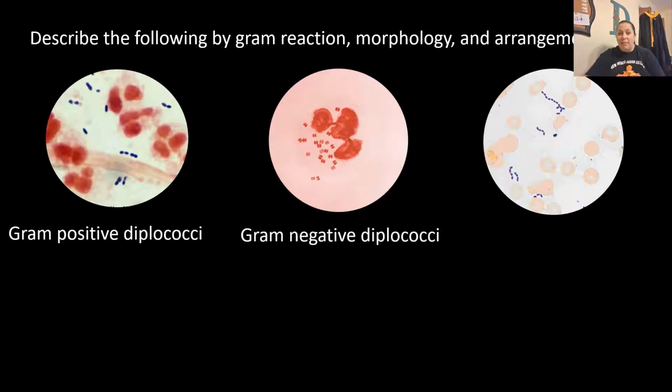The next one, because it has a pinkish red color, this one's going to be the gram negative. Again, they are in pairs and they have kind of this roundish structure. So in this case, we have gram negative diplococci. The last one is gram positive. Again, it is purple in color, and it's going to be the cocci in chains. And so since the cocci is in chains, we'd say that it is streptococcus.